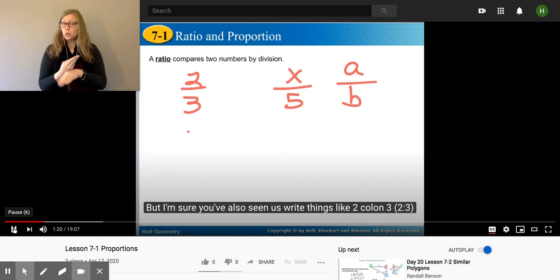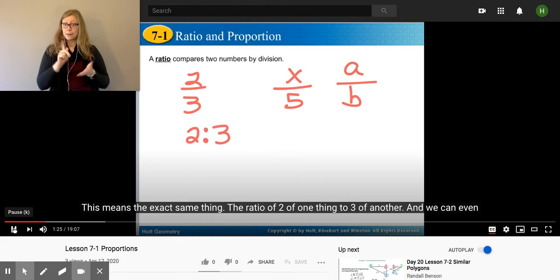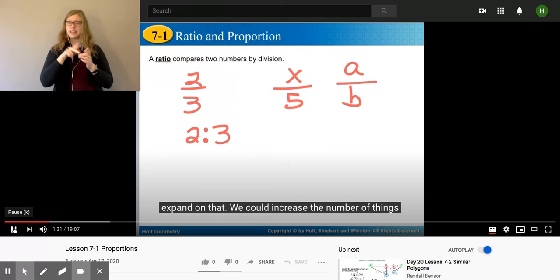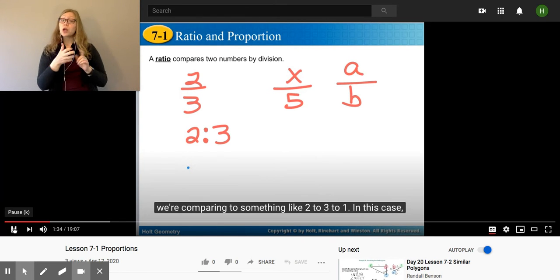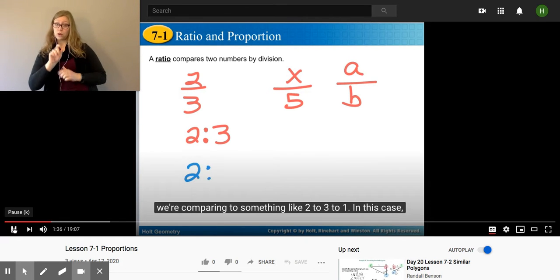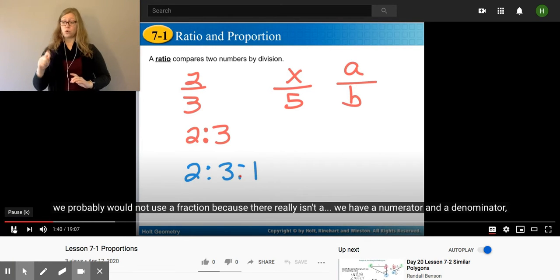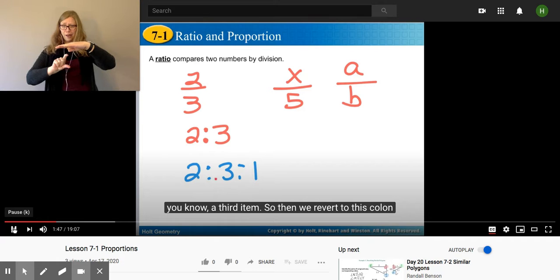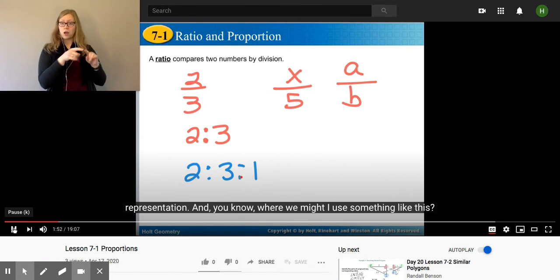But I'm sure you've also seen us write things like 2:3. This means the exact same thing, the ratio of 2 of one thing to 3 of another. And we can even expand on that. We could increase the number of things we're comparing to something like 2 to 3 to 1. In this case, we probably would not use a fraction because we have a numerator and a denominator. There really isn't room for a third item. So then we revert to this colon representation.